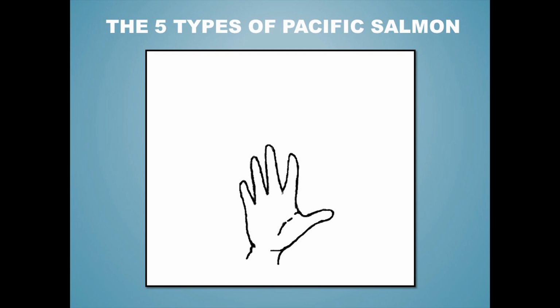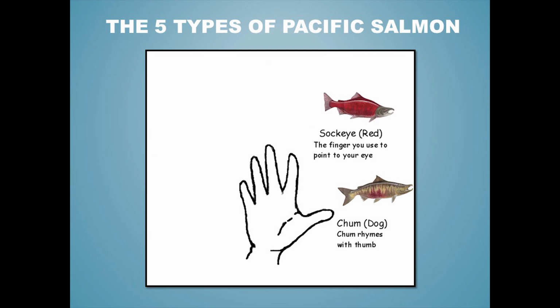When we start with thumb, you can stick your thumb out and say chum. And this represents the chum salmon, otherwise known as the dog salmon. Your pointer finger, sticking it out, that represents the sockeye salmon, which is the red salmon, the one I mentioned earlier that lives in the Fraser River.